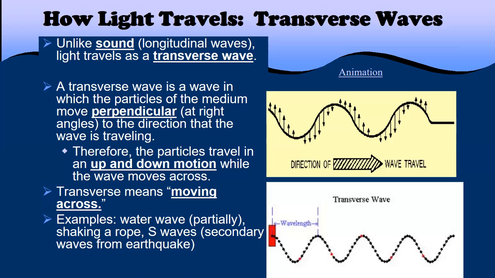Now the word transverse means moving across. Okay, that's where we get transverse wave. It's because the wave is just moving across the medium. It's not moving the medium. It's just moving across it. It's just using it as a highway. So an example of this is a water wave, like we talked about just a minute ago.